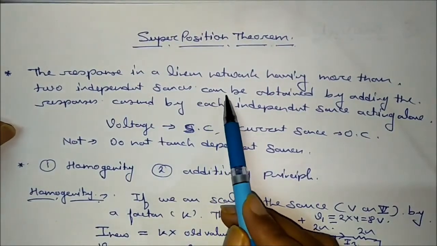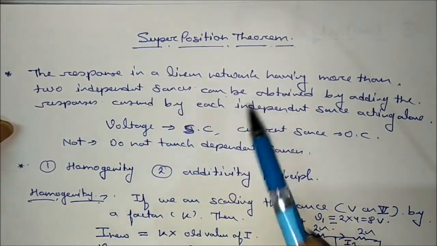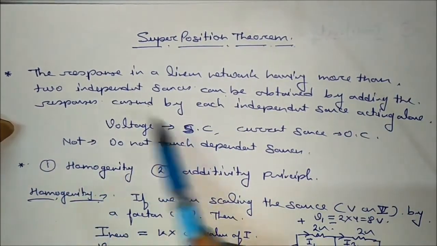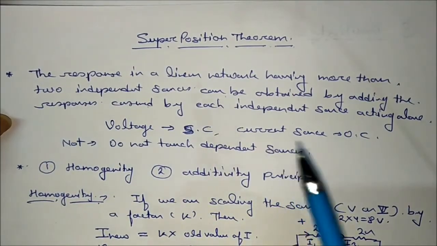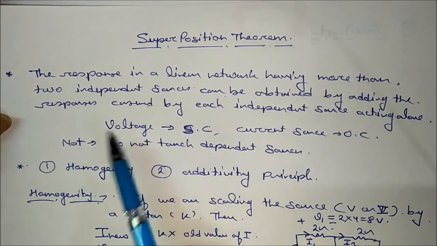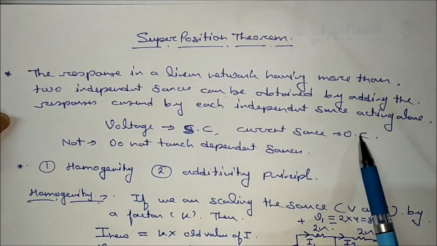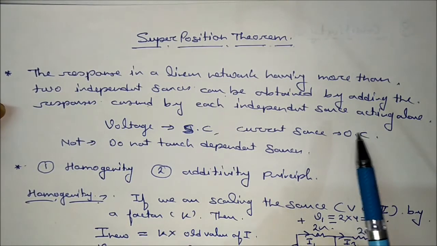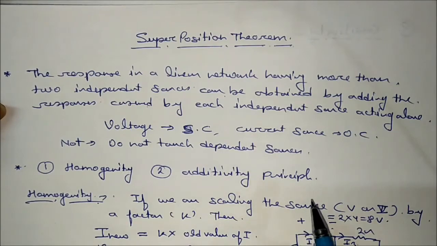written here. This is the additivity principle, that the response in a linear network having more than 2 independent sources can be obtained by adding the individual responses caused by each independent source. While doing so, all the other independent voltage sources will be short circuited and current sources will be open circuited. Is it okay? This is what the additivity principle explains.